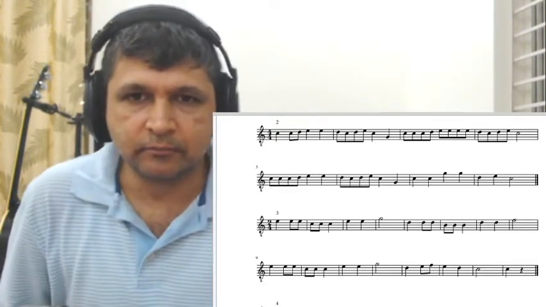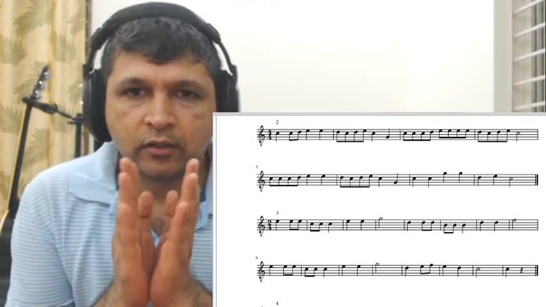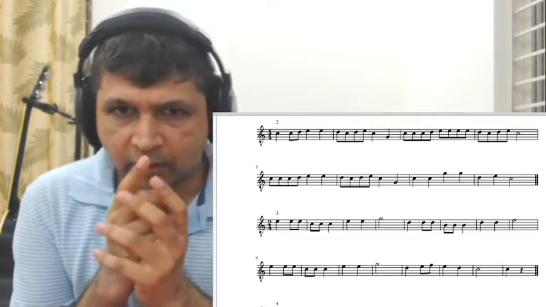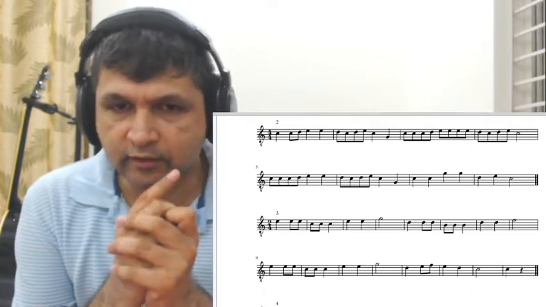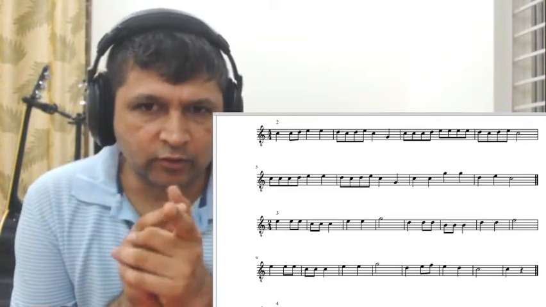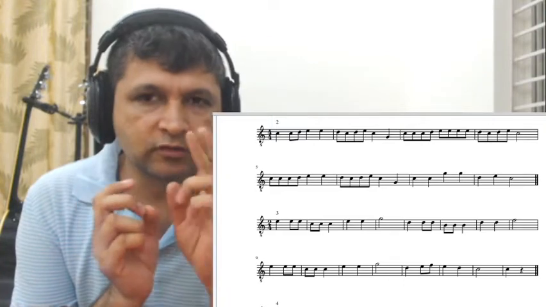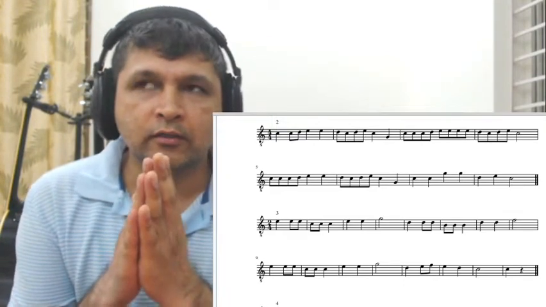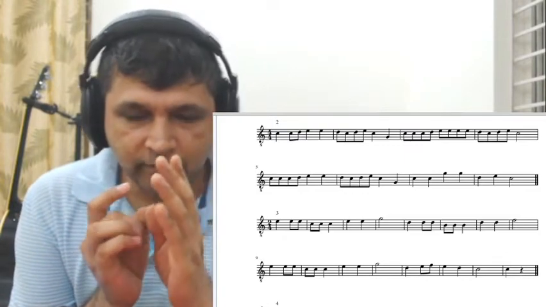The first measure. Let's see. 1, 2, and 3, 4. Now, why did I say 2 and? It means I'm counting the half counts for the second and the third notes. 1, 2, and. It means the first count was actually the first note. 2 and was the two notes there, two half counts there. Not half notes, they're eighth notes, but they're going to be played for half a count.